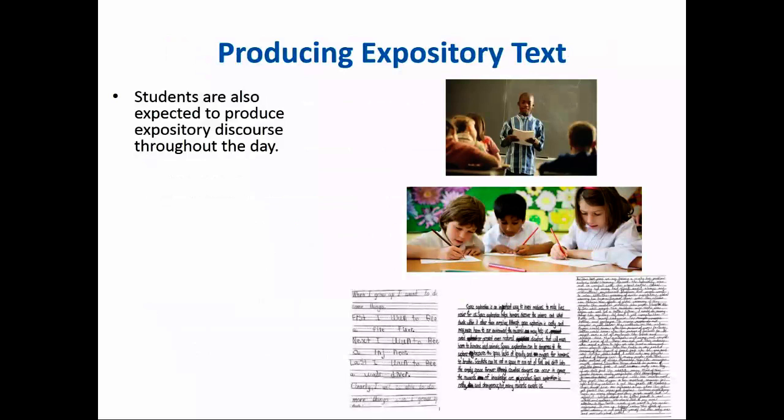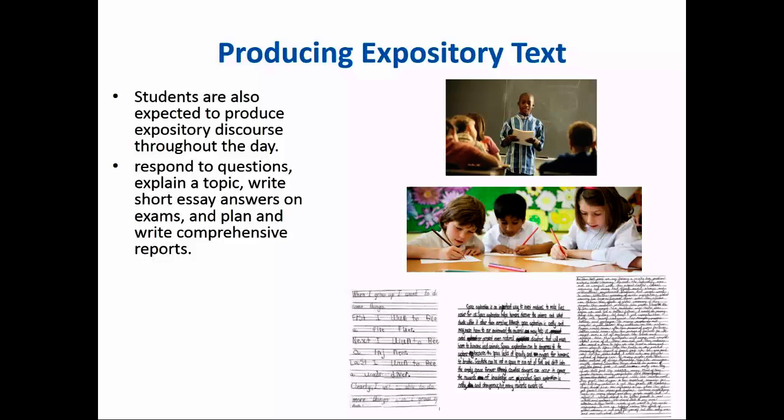Children themselves have to use a lot of expository discourse to explain rules and procedures to each other and follow them, but also they are expected to give reports as they get older that are often in the form of expository text. They are supposed to be able to write on topics, short essays, and comprehensive reports following expository discourse.